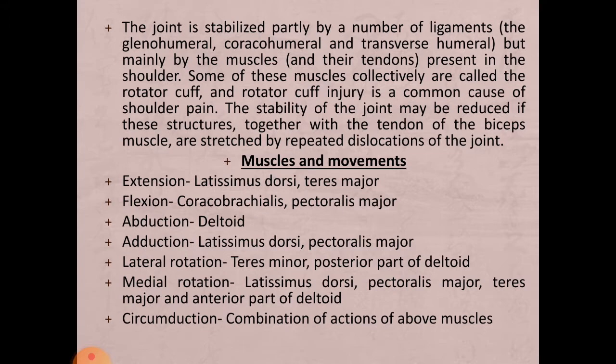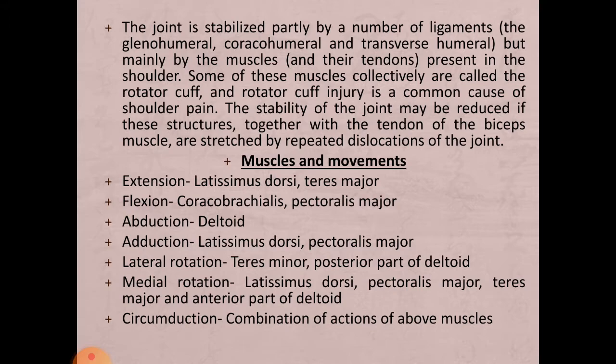The stability of the joint may be reduced if these structures, together with the tendon of the biceps muscle, are stretched by repeated dislocations of the joint. So till now we have talked about the type of the shoulder joint. We talked about all the structures that are associated with the stabilization of the shoulder joint.